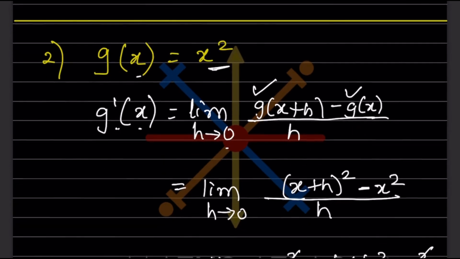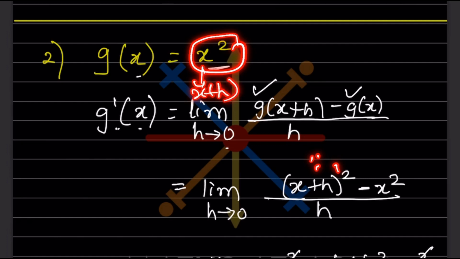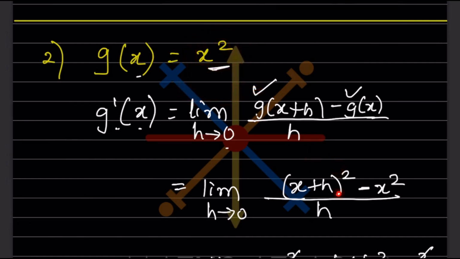So now what will you do? This is x squared, so in place of x you are going to write x plus h, and this is the square of it. So g of x plus h is x plus h whole bracket squared, and g of x is x squared. You write it as it is, divided by h.